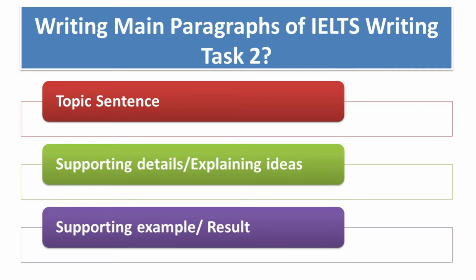If you don't have an example, you can talk about the results of the argument that you have given. If your argument is followed or implemented, what will be the result of it? However, if you don't have an example to give, or if you don't have a result that you can talk about there, then you can only write your main point and explain it, or you can add supporting details into it.